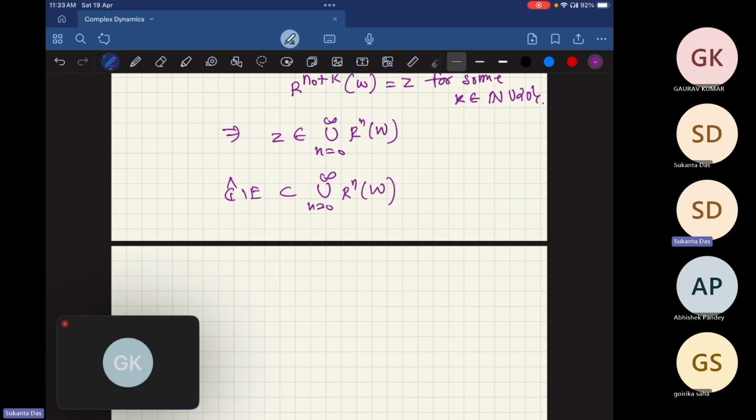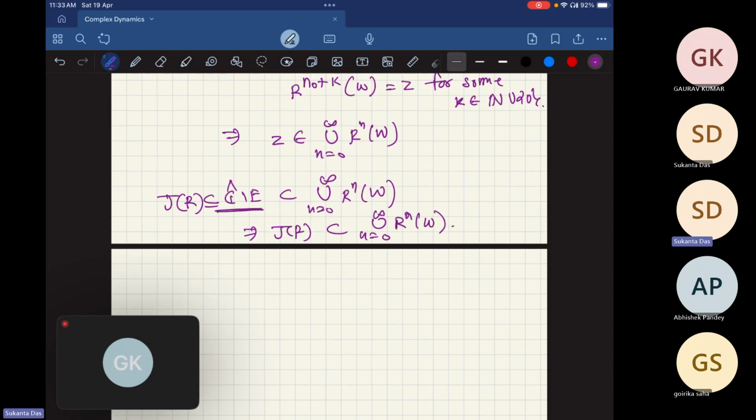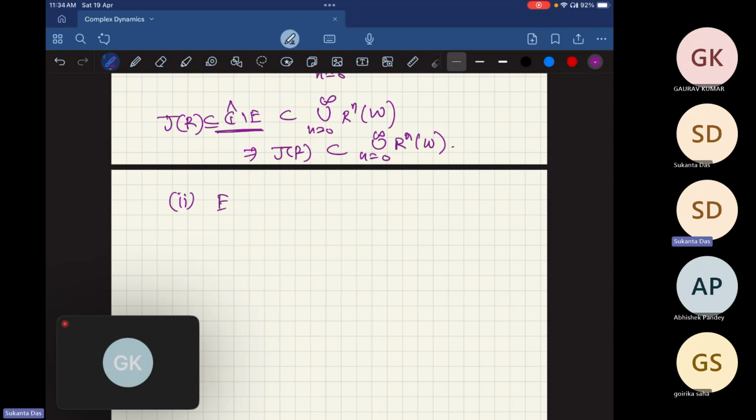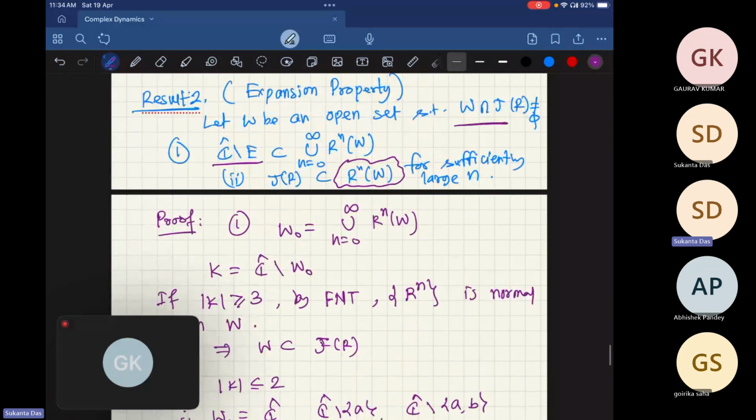As I have already told earlier, the exceptional points always lie in the Fatou set for rational maps. So the Julia set is a subset of this, correct? Now it remains to prove that my Julia set will be a subset of R^n W for sufficiently large n. So maybe I can give this as an exercise. This proof also is not difficult.